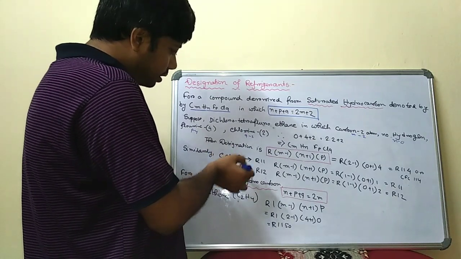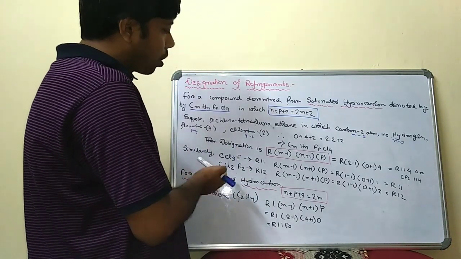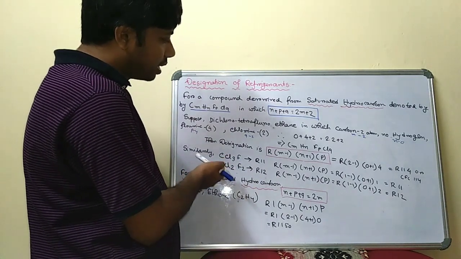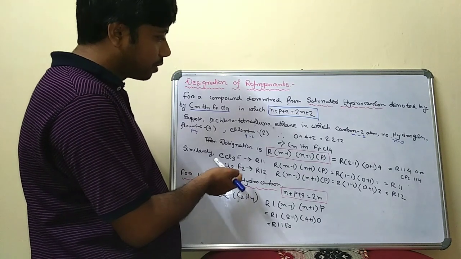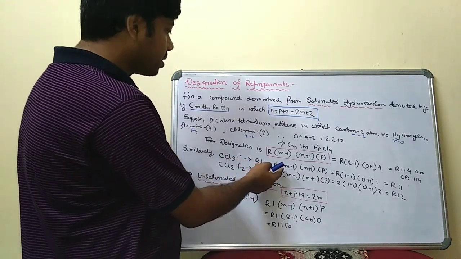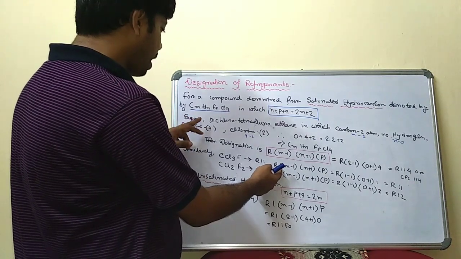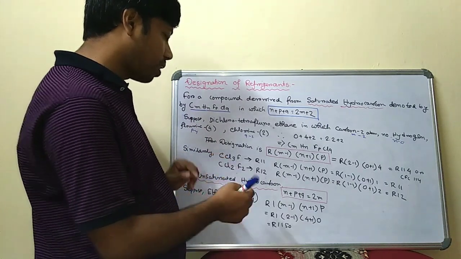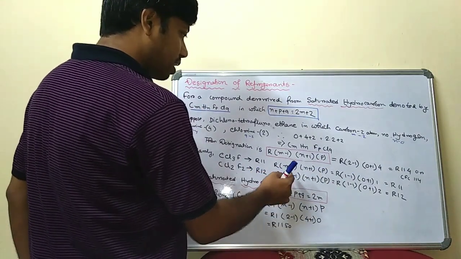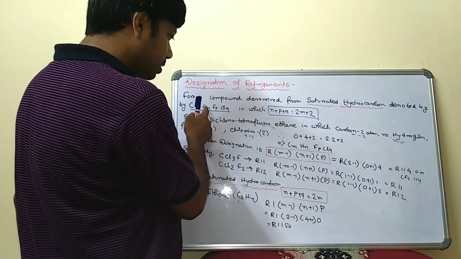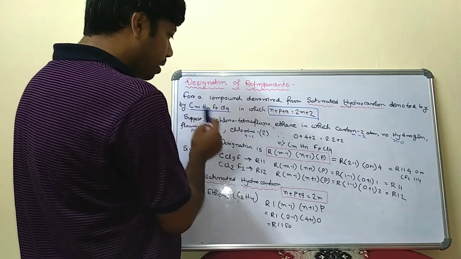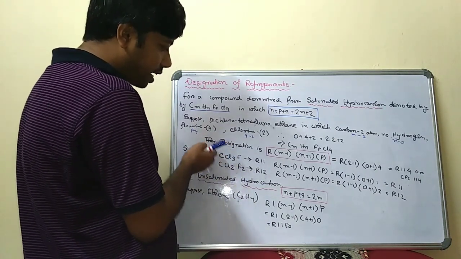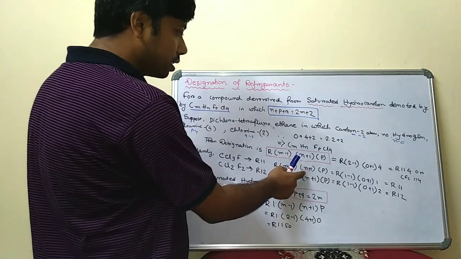In the same manner, you can also designate different refrigerants like CCl3F or CCl2F2. If you put these values here, R into M minus 1: M is 1, because it is methane and the carbon atom count is 1. N is equal to 0, because there is no hydrogen atom in CCl3F in this refrigerant nomenclature.